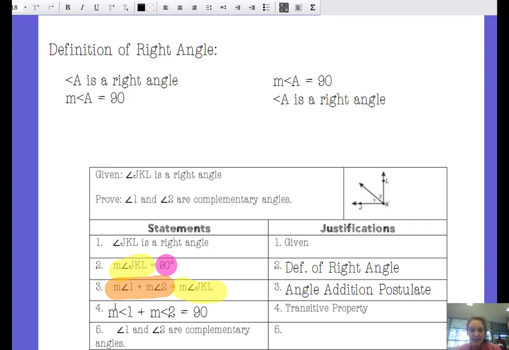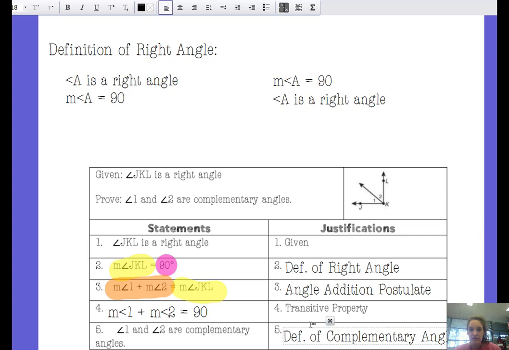And because I know now that these two angles, measure of angle 1 plus measure of angle 2, their sum is 90 degrees, what does it mean for two angles to have a sum of 90 degrees? It means they're complementary. So I'm allowed to say angle 1 and angle 2 are complementary angles, and that reason is the definition of complementary angles. That's what it means for angles to be complementary. Their sum is 90 degrees. If they add together to equal 90 degrees, then I can say that they're complementary.